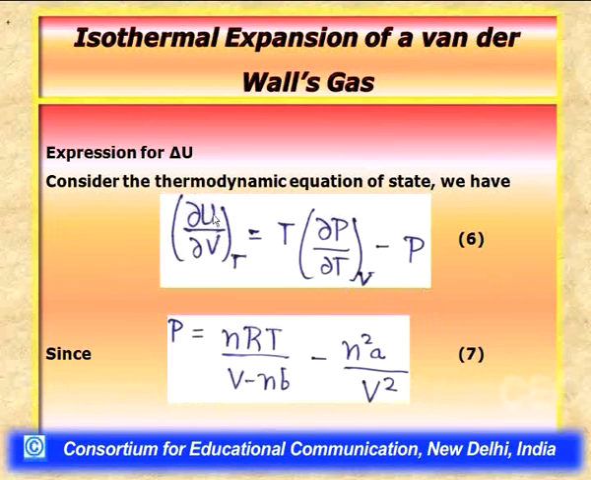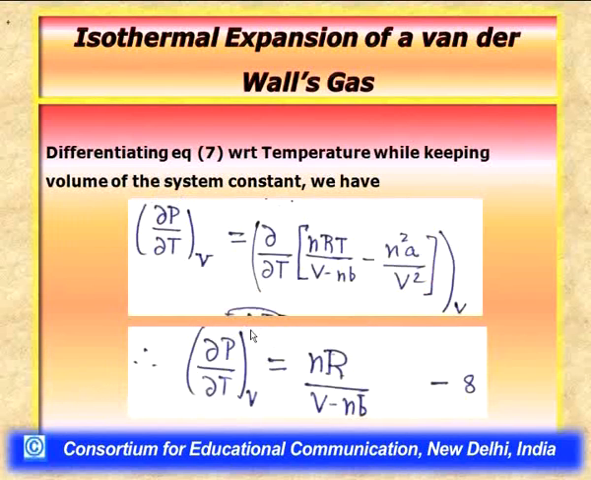Equation 6 is called the thermodynamic equation of state, according to which delta U by delta V at constant T, that is, the change in internal energy with respect to change in volume under constant temperature, equals T, the temperature, times the change in pressure with respect to change in temperature under constant volume, minus the pressure term. Since, from the van der Waals equation we have just seen, P equals nRT by (V minus nb) minus n square A by V square, we can make use of this equation for P in equation 6.